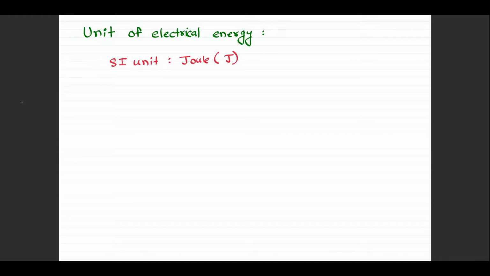So for example, SI unit of mass is kg. But when you are talking about the mass of a truck, you talk in terms of a more convenient unit, which is ton, right? So here also we have a commercial unit of electrical energy.